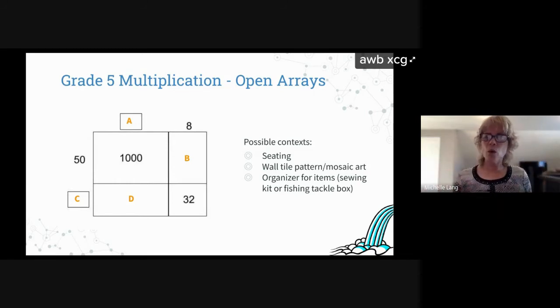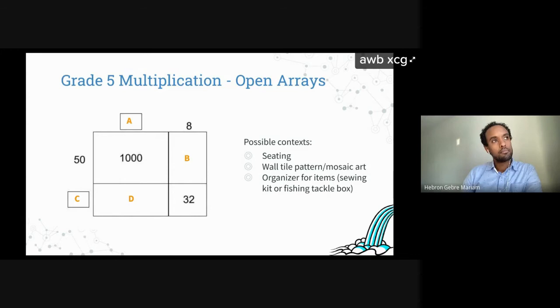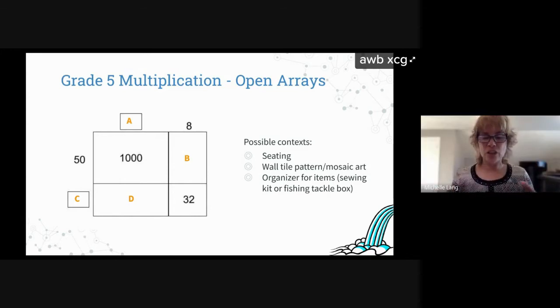And then things like an organizer. So if you imagine a sewing kit or a fishing tackle box, you might know that the tackle box is like 50 centimeters by something, and then there's another piece. And so helping students by thinking about those kinds of contexts where they can visualize a tackle box or a sewing kit or something else that is an organizer.